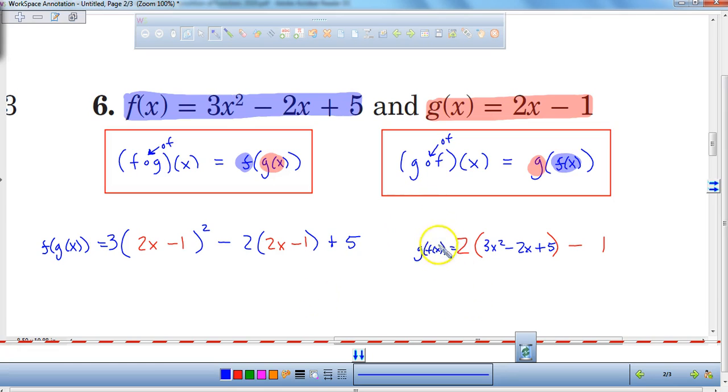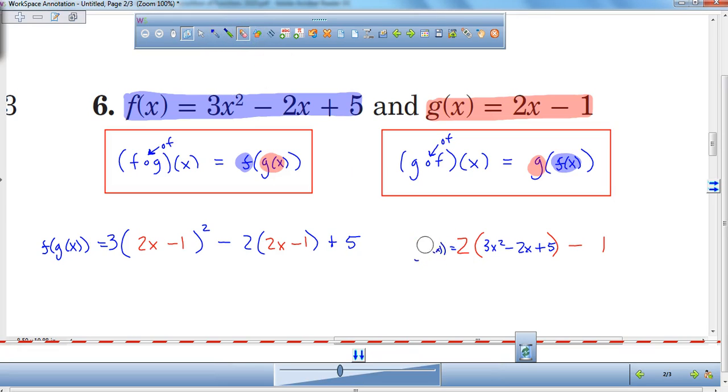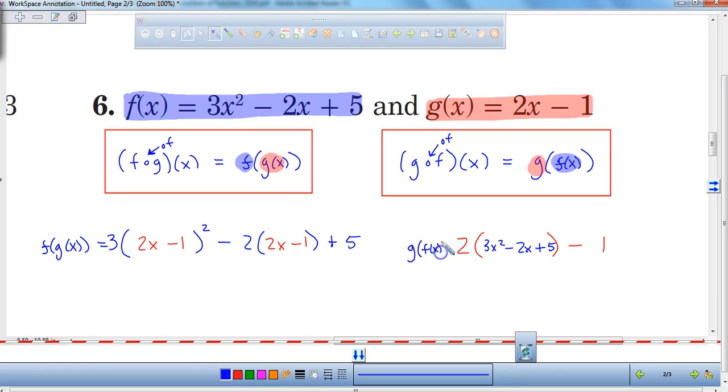All right, so let's go and do the easiest one first. I'll do a better job of writing that because you're probably having a hard time seeing that. Let's try this again. G of f of x. There we go. All right, so now let's go ahead and do this one. It's a lot easier. All I have to do is just distribute the 2 to each one. So I get 6x squared minus 4x plus 10 minus 1. So my final answer would just be 6x squared minus 4x plus 9, and I'm done.